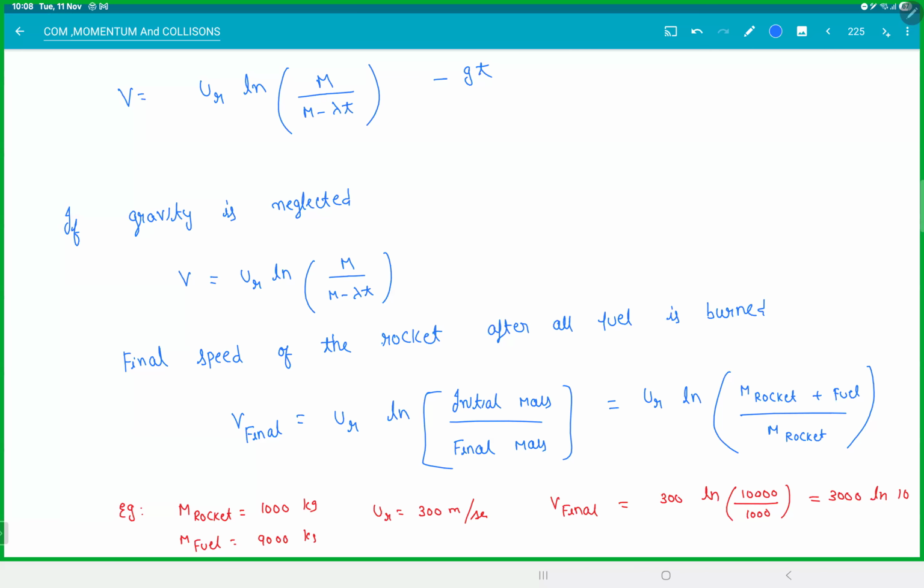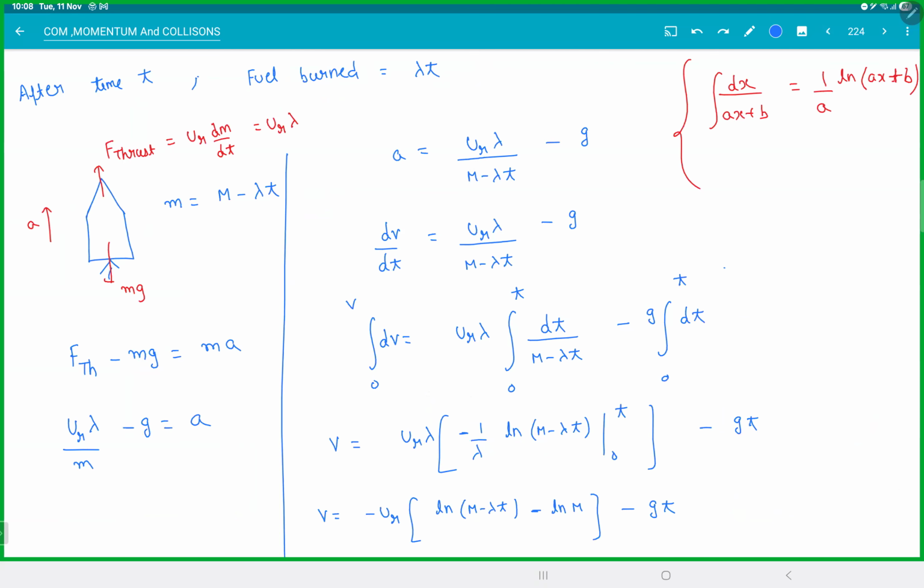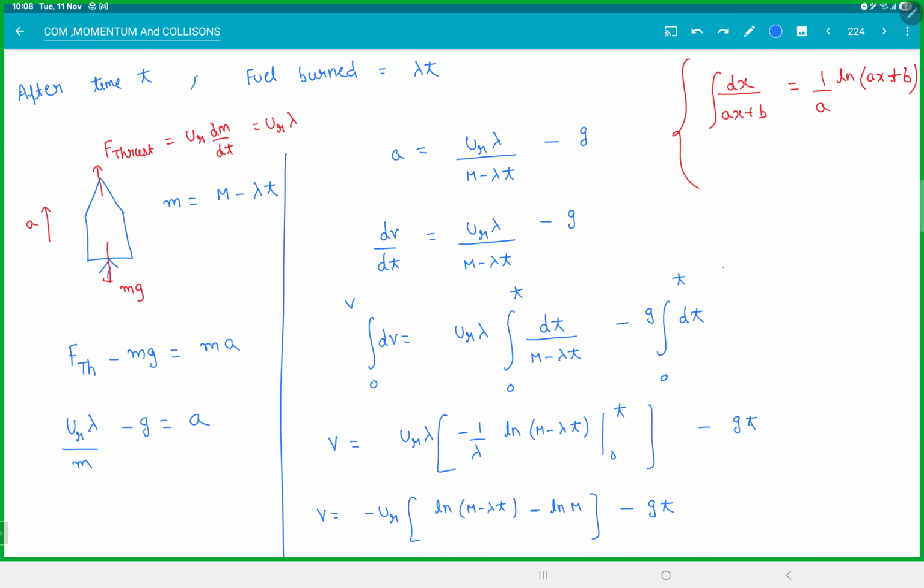That's about rocket propulsion. So questions should be of this sort. Whenever you see rocket propulsion, just replace that entire gas going out and all with F thrust. Just draw your regular FBD and solve. You will get the answers.